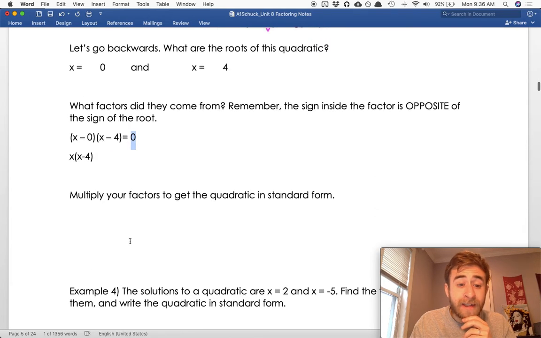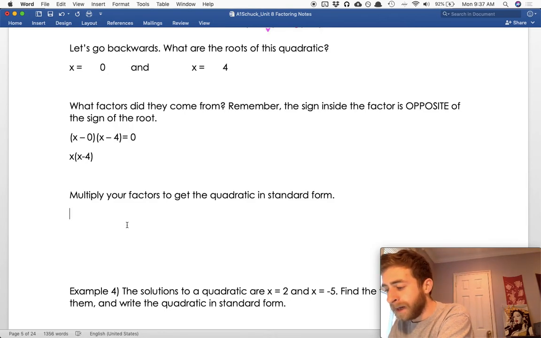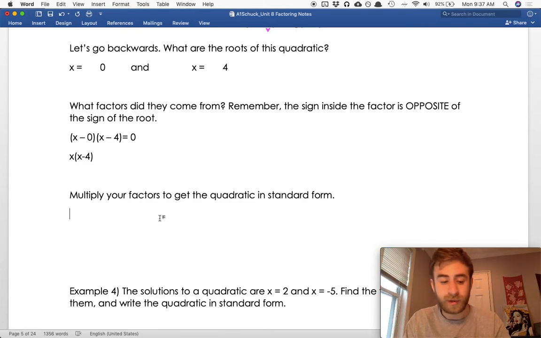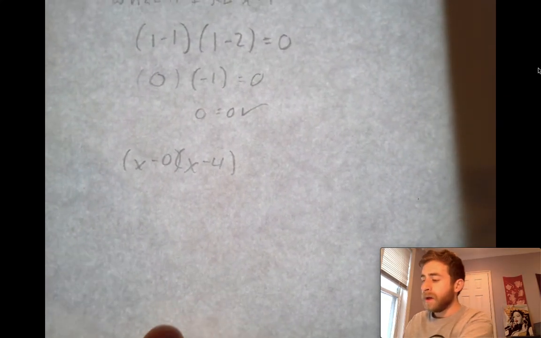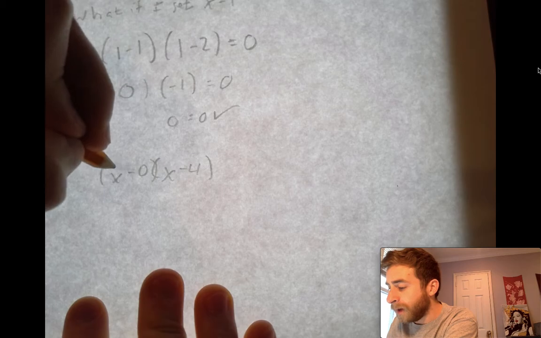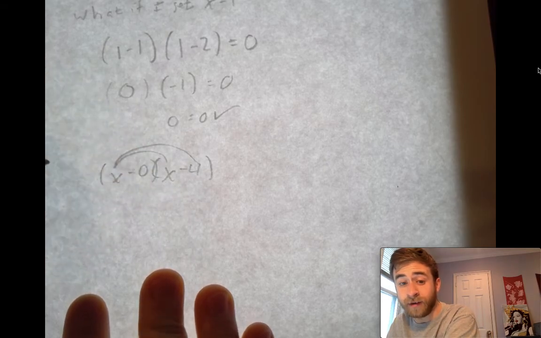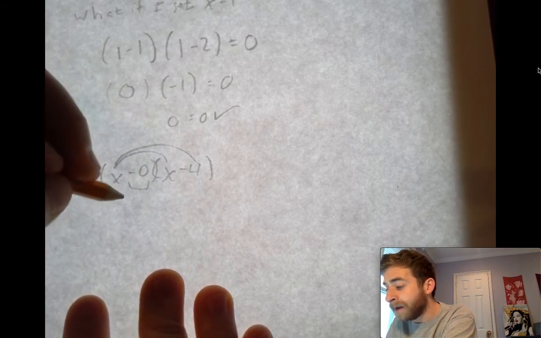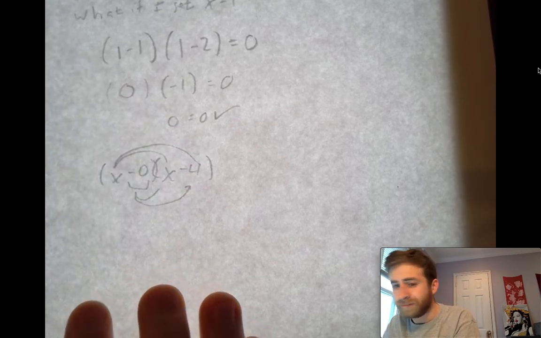Okay. Now it's asking, all right, multiply your factors to get this in quadratic form. So we're going to have to do our binomial multiplication of (x - 0) and (x - 4) to figure out the quadratic standard form. So let's do that real quick. I'll move the mouse. All right. So I'm just going to do it the way I like it. I'm going to do x times x, x times -4, distributing this first term to everywhere in the second binomial, and then -0 times x, -0 times -4. Let's see how it goes.